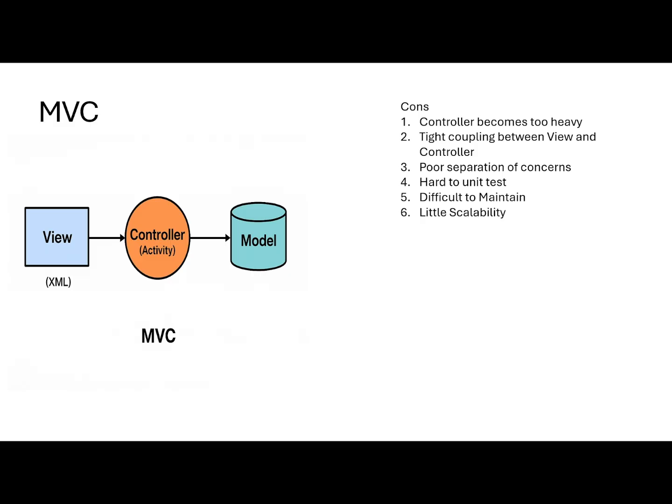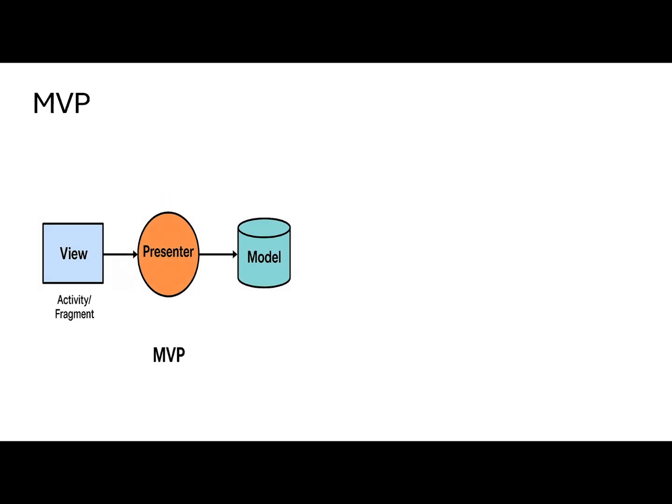Now let us discuss the next popular pattern, that is MVP or Model View Presenter. In MVP, the controller is replaced with the presenter. Also, activity or fragment and XML is part of the view layer. And we have a separate class for the presenter. MVP also works in a similar way like MVC. Presenter gets data from the model layer and sends it to the view layer to display the data.